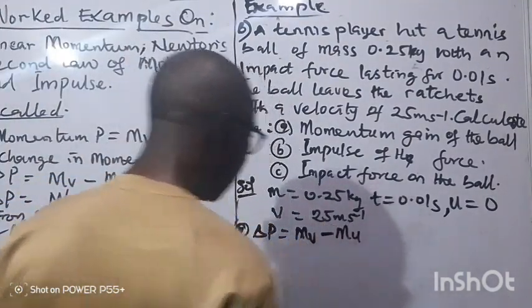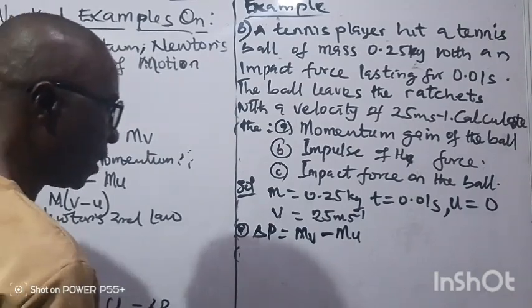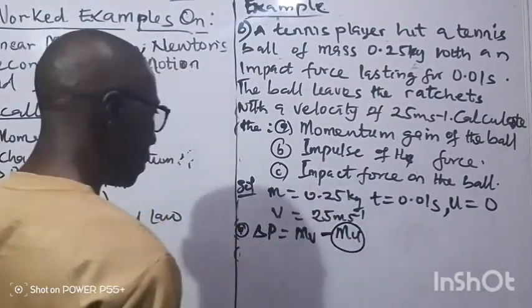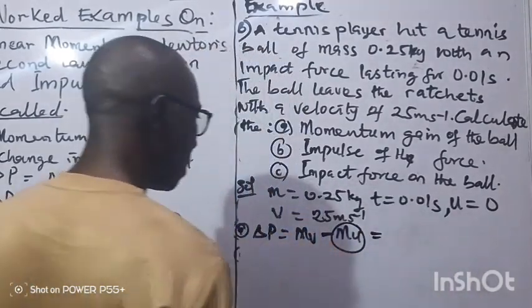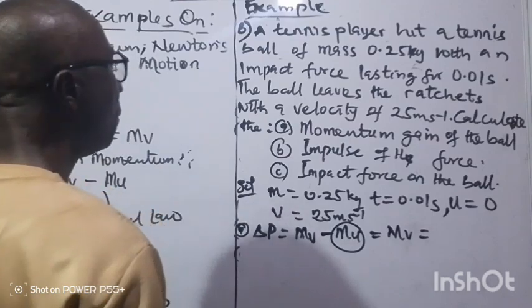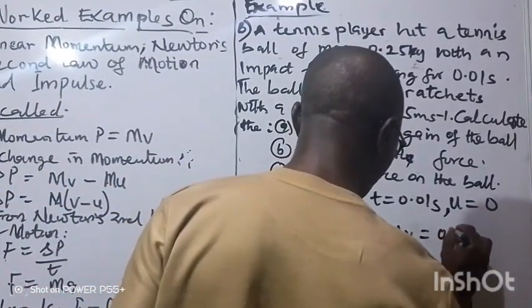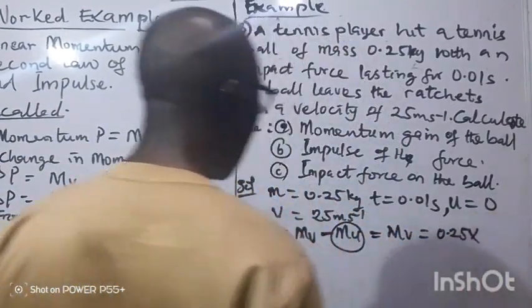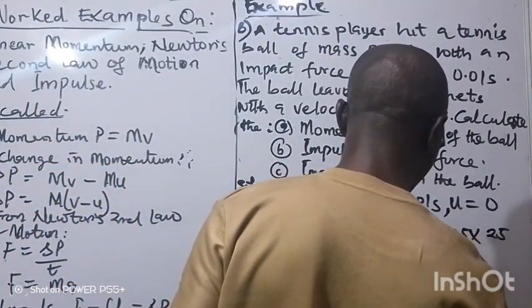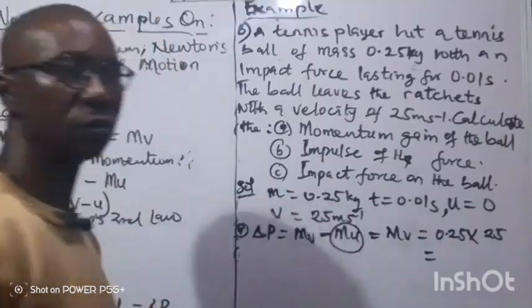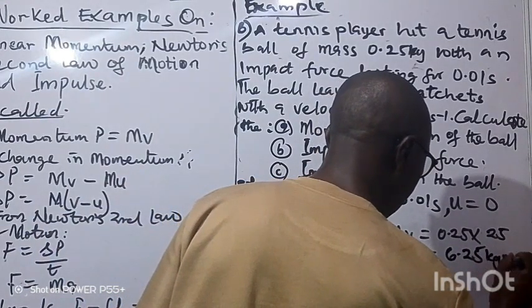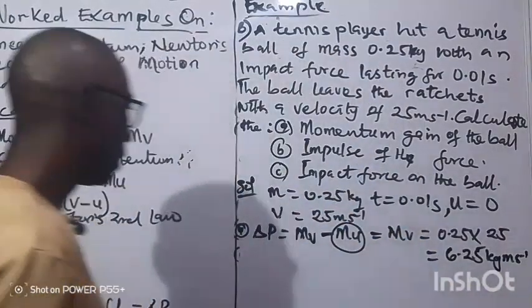But according to the question, since u is equal to 0, this one will be equal to 0. Then we are left with the momentum gain, which equals mv, which is equal to 0.25 multiplied by the velocity on the board, 25. So the answer will give us 6.25 kilogram meter per second. That is the momentum gain.